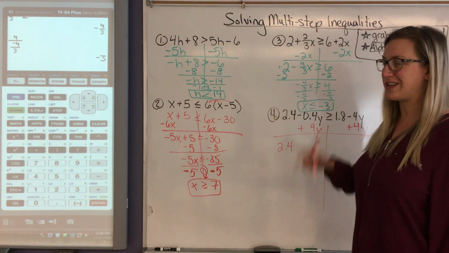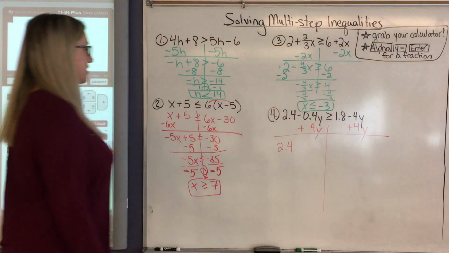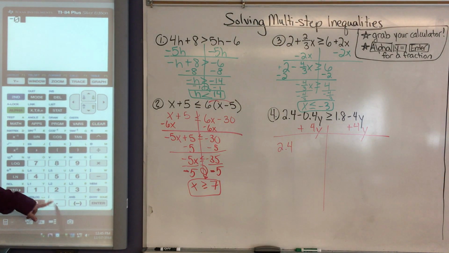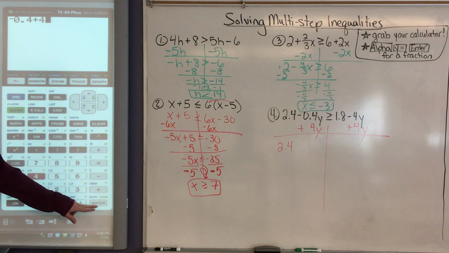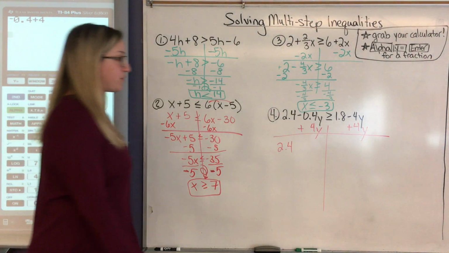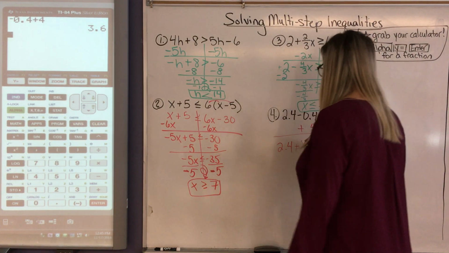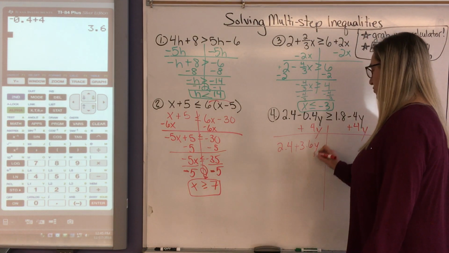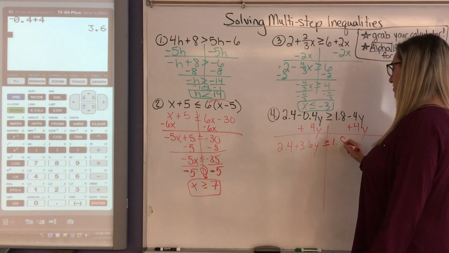I'm not so sure. Let's check the calculator here. So negative 0.4 plus 4, again, no y's involved, no x's, no variable at all, just the numbers, and I get 3.6. So that's plus 3.6y. Copy the rest of the problem.